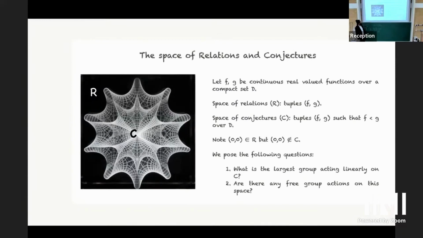So nonetheless, let's proceed. If you note, the point (0, 0) does not satisfy 0 less than 0 or 0 greater than 0. So it cannot be in the conjecture space; it's rather in the space of relations. These things don't have the structure of a vector space.